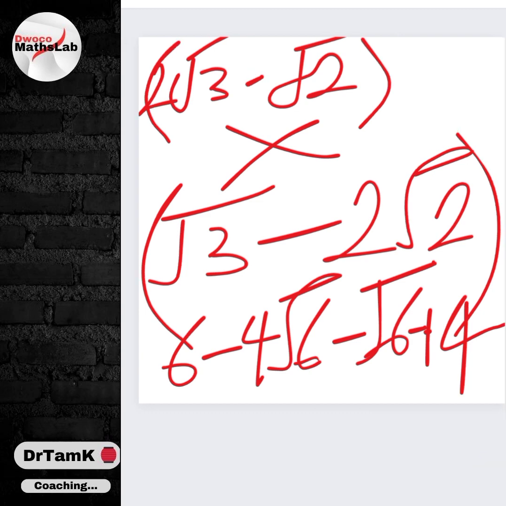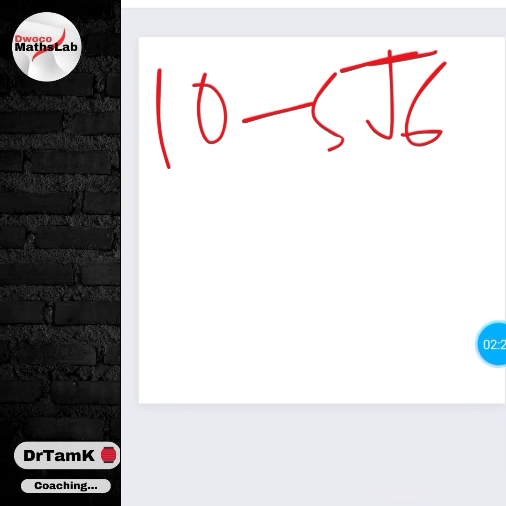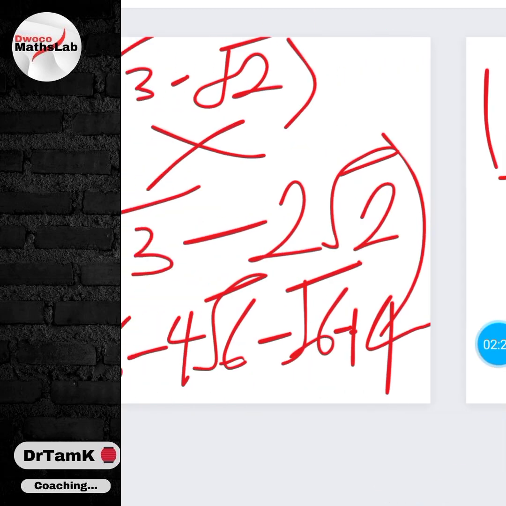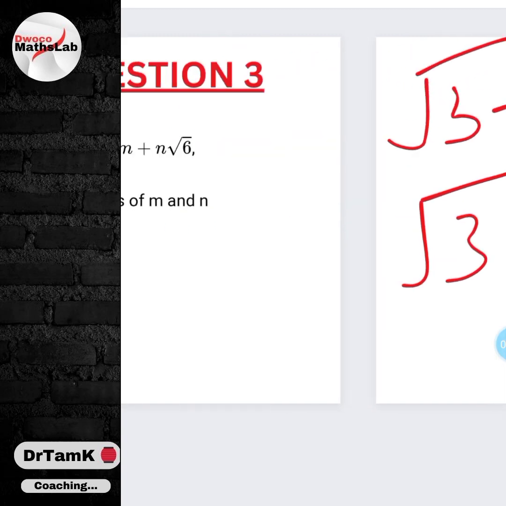Is it clear? So the whole of this answer is what? 6 plus 4 is 10. Then I have minus 5 root 6 as my answer here. That is the upper part, okay? I've done the upper part. So what I'm going to do now is to go back and solve this on the under.